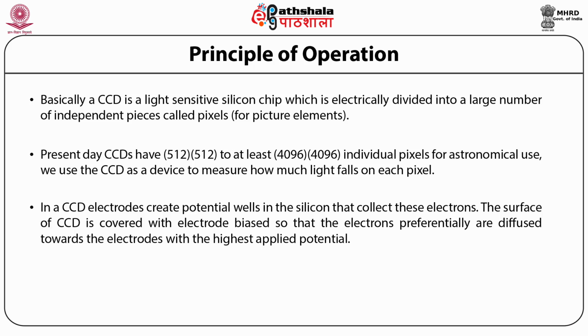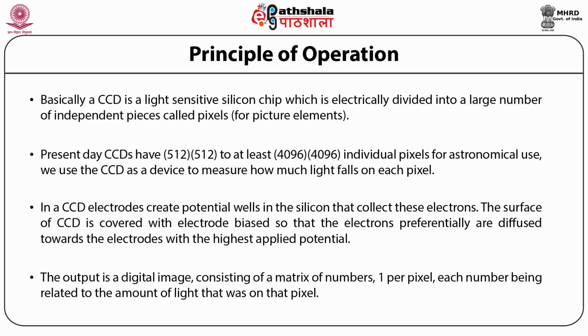The surface of the CCD is covered with electrodes biased so that the electrons preferentially diffuse towards the electrodes with the highest applied potential. The holes diffuse away into the bulk of the silicon and are effectively lost. The output is a digital image consisting of a matrix of numbers, one per pixel, each number being related to the amount of light that was on that pixel. The image coming out in digital form is readily manipulated, measured, and analyzed by computer.